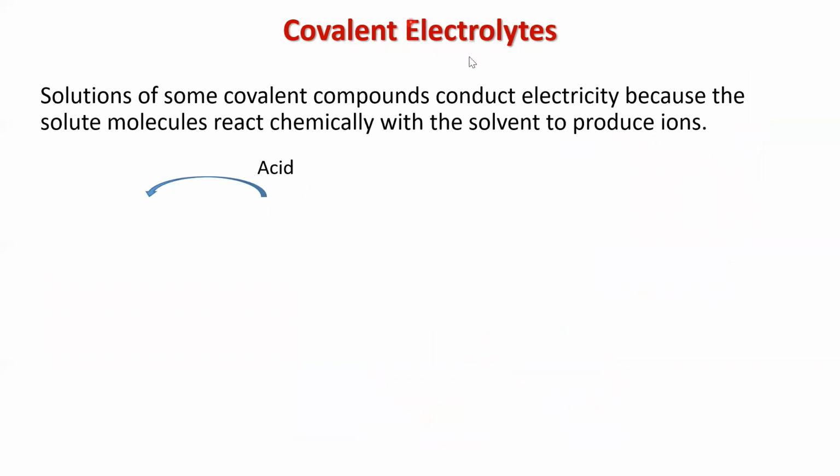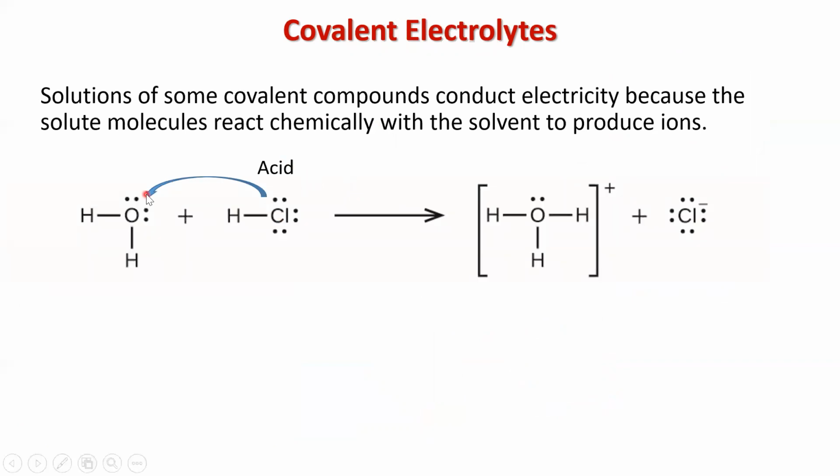Now, when we look at electrolytes, sometimes covalent compounds can dissolve in water and conduct an electric current. The reason isn't because the ions are necessarily there to begin with. It's because there's a chemical reaction that takes place between the solute and the solvent. As an example, here's water, a Lewis structure for water, and we've got hydrogen chloride. If we put hydrogen chloride into water, a chemical reaction takes place. The hydrogen from the hydrogen chloride is going to leave because it's so highly attracted to the lone pairs of electrons, and it's going to form ions. Because there are ions in the solution after this covalent compound dissolves in water, it's an electrolyte.